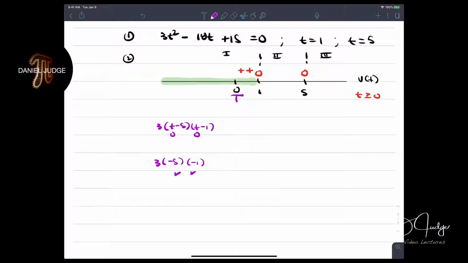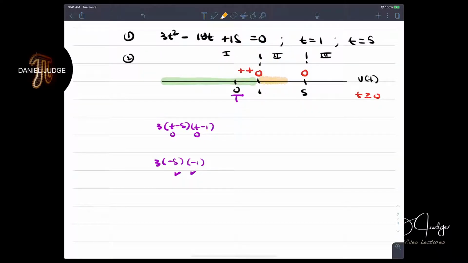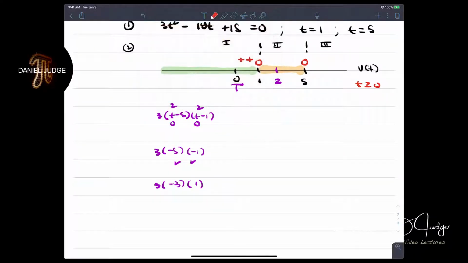We're doing sign analysis. And then you say, well, what about region 2? Right? Region 2 is right in here. Region 2, you pick a test point. And I'm going to pick a number between 1 and 5. I'm going to pick maybe 2. That's clearly in region 2. So I replace t with 2. I get 3. 2 minus 5 is negative 3. 2 minus 1 is 1. So I don't care about the answer. I just care about the sign. So guess what? Region 2 is negative. Because positive times a negative is negative.